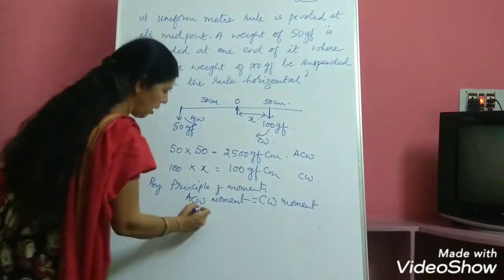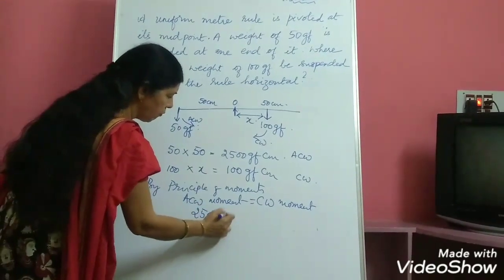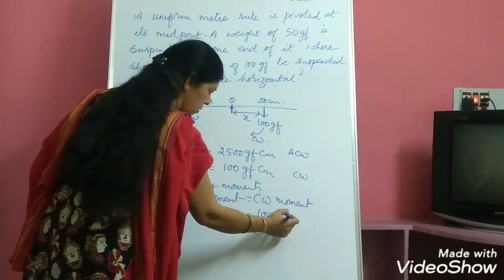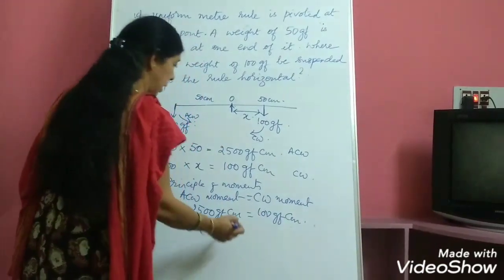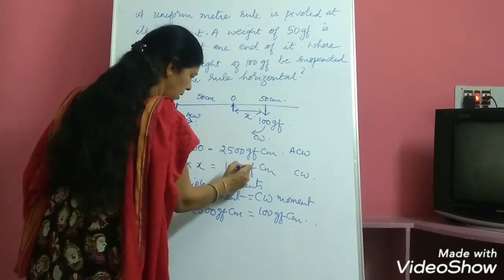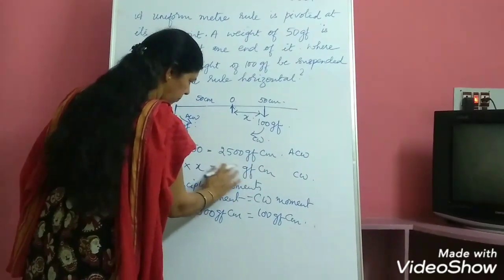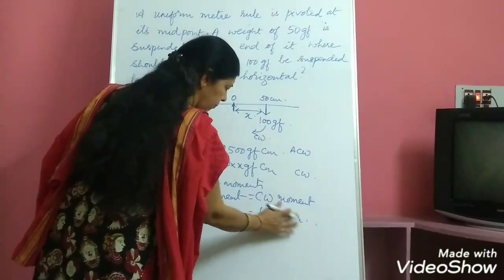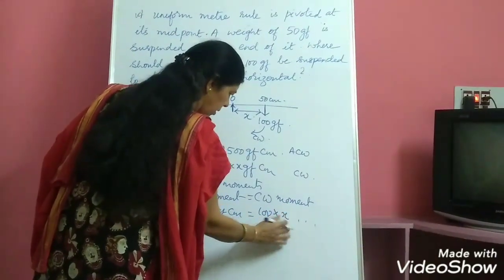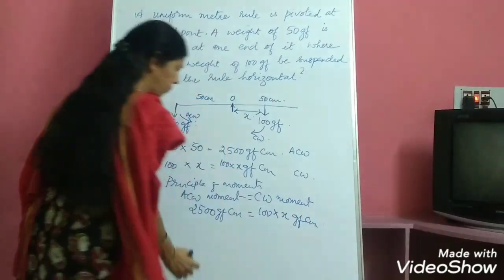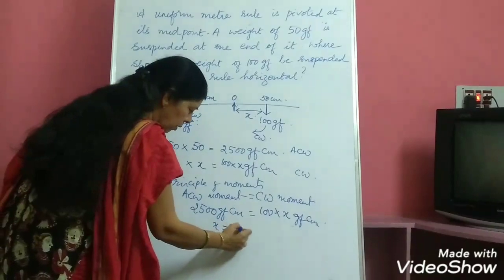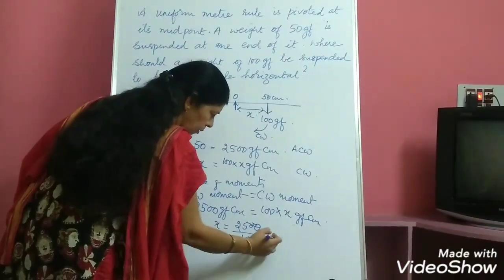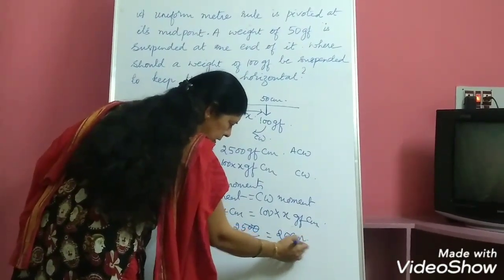So what is the anti-clockwise moment we have calculated? 2500 gram force centimeter. This will be equal to 100 gram force centimeter, 100 into x. So this will be 100 into x. Now x will be equal to 2500 by 100. So it comes to 25 centimeter.